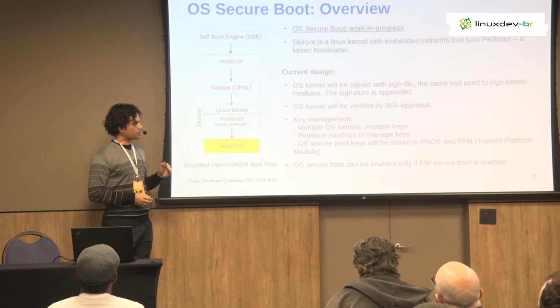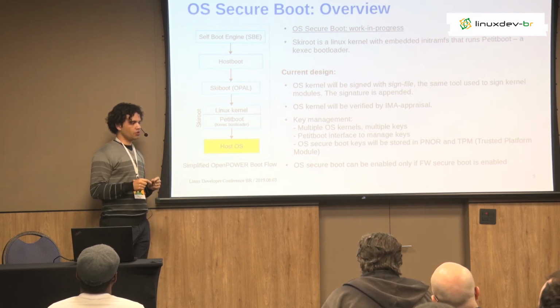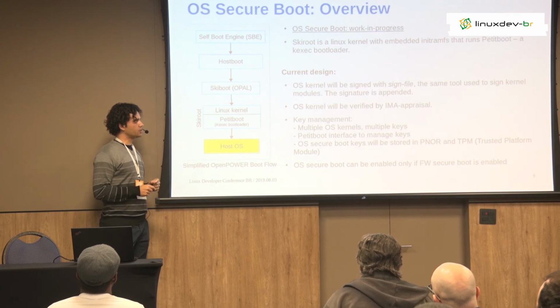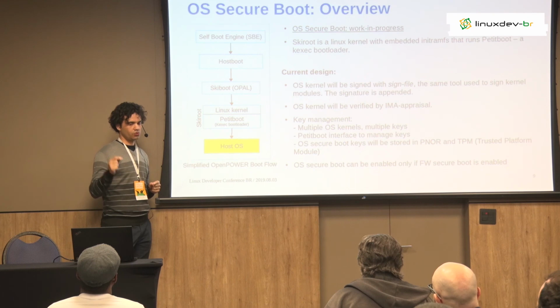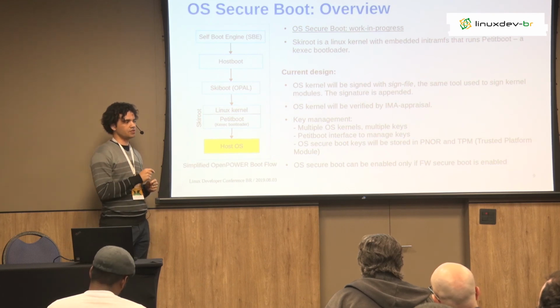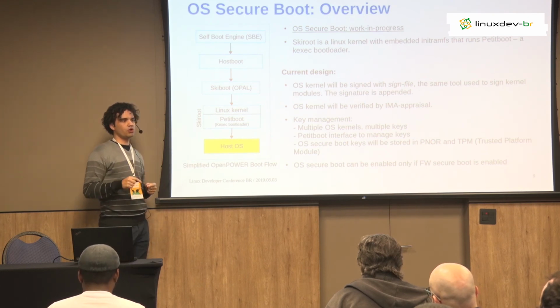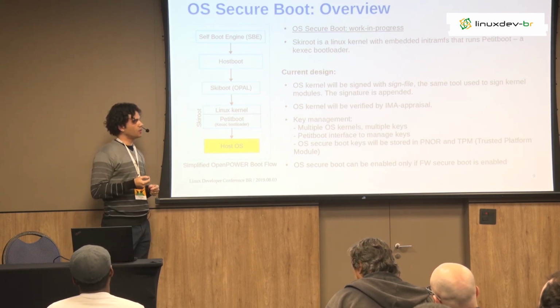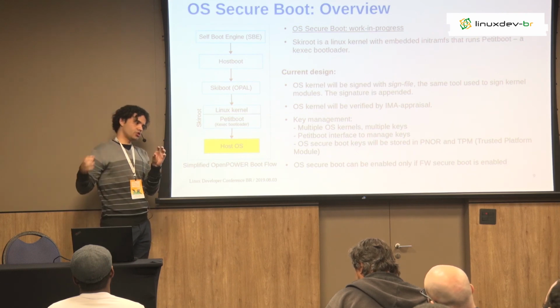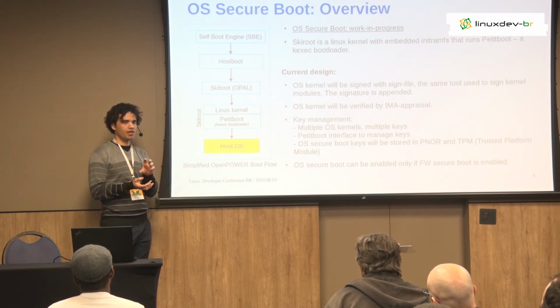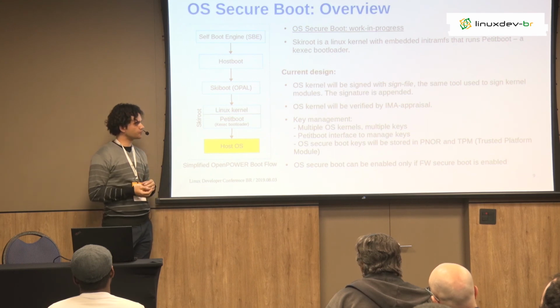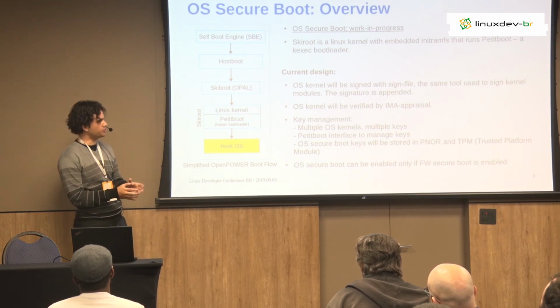And all those OS kernels, if you want to execute any of those kernels, the kernel will be signed with the sign file tool that we have in the kernel. The sign file we have in the kernel, it's used to sign kernel modules as well. So we will use the same tool to sign the kernel. In other words, the signature will be appended to the Linux kernel binary. And with that, we can support legacy kernels because we don't change the binary itself.